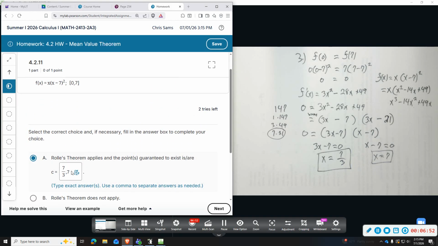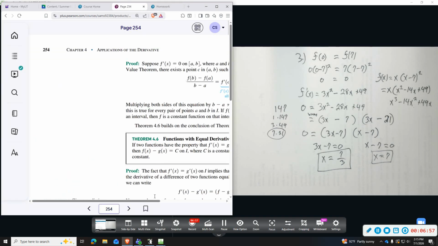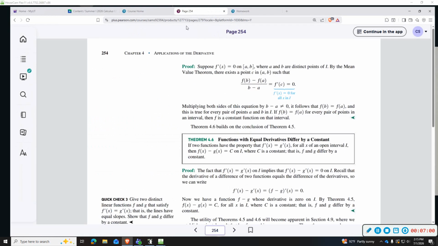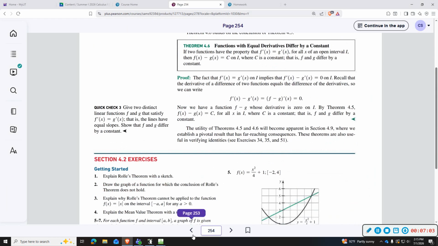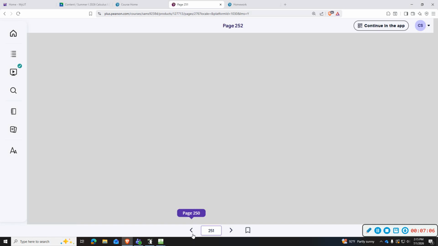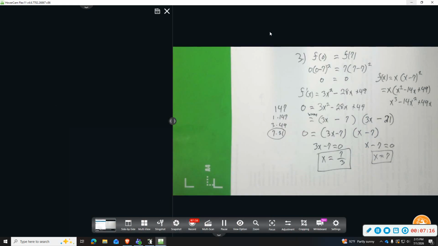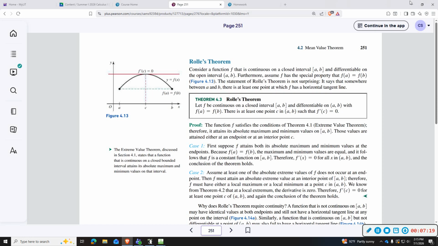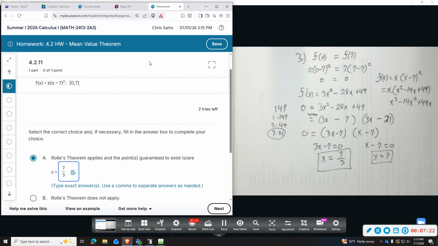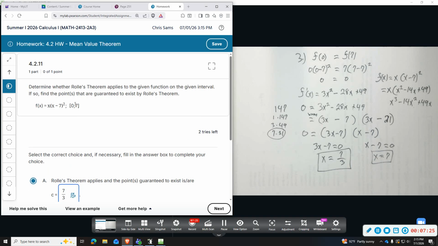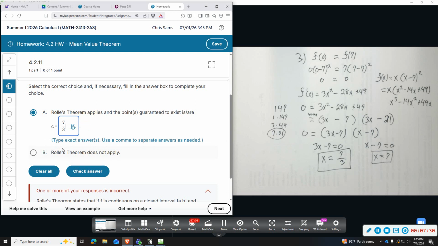Oh yeah, we don't use the endpoint, sorry. It has to be in the interior. Let me make sure we go back and show that. Sorry about that. We get the two answers, but you've got to check them both. Okay, yeah, Rolle's theorem. So we're continuous on the closed interval, there's at least one point C in the open interval (a, b). Because of the 7 being on the exterior, it's not in the open interval inside, so we wouldn't use the 7. So just the 7/3.